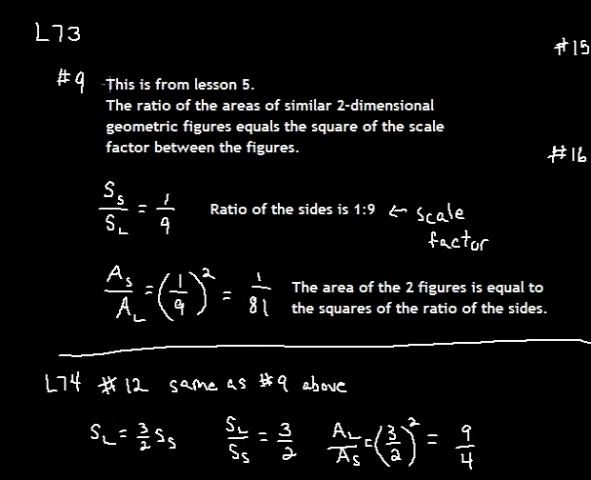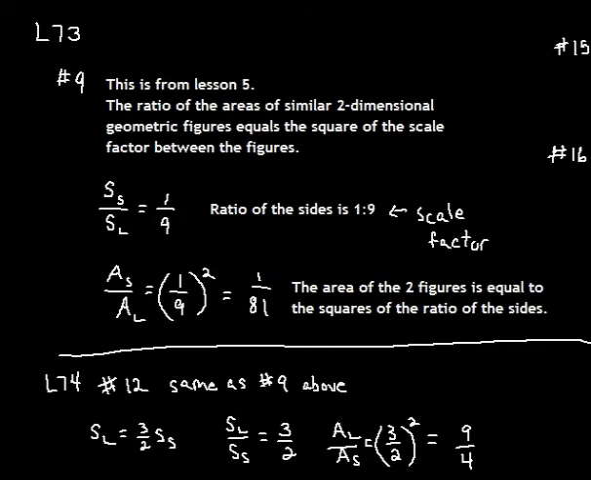And what it says in lesson 5 is the ratio of the areas of two similar two-dimensional geometric figures equals the square of the scale factor between the two figures. So what that's saying is if you find the ratio between the sides, the ratio of the smaller side to the larger side is 1 to 9. That's the ratio of the sides. To find the ratio of the area of the figures, if they're similar, you square the ratio of the sides. I don't know if you remember that from geometry, but we definitely did that in geometry. So you just find the ratio of the sides and then you square it.